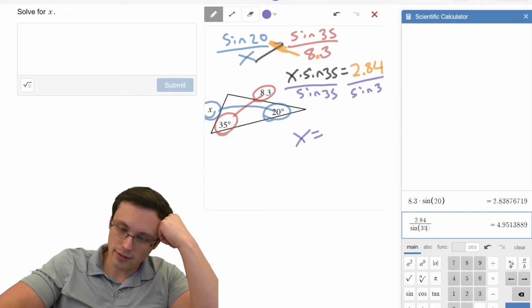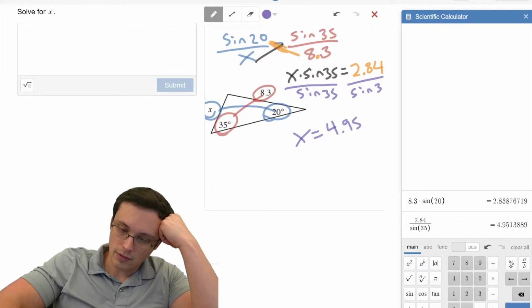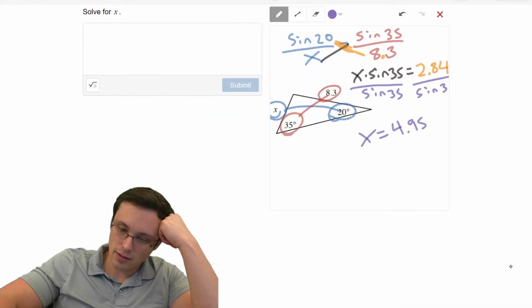I forgot to write the 5 up there, didn't I? Well, we'll get that in a second. So the answer is about 4.95. Yeah, I forgot to get that sine in there. I guess we were out of space. Sine 35.